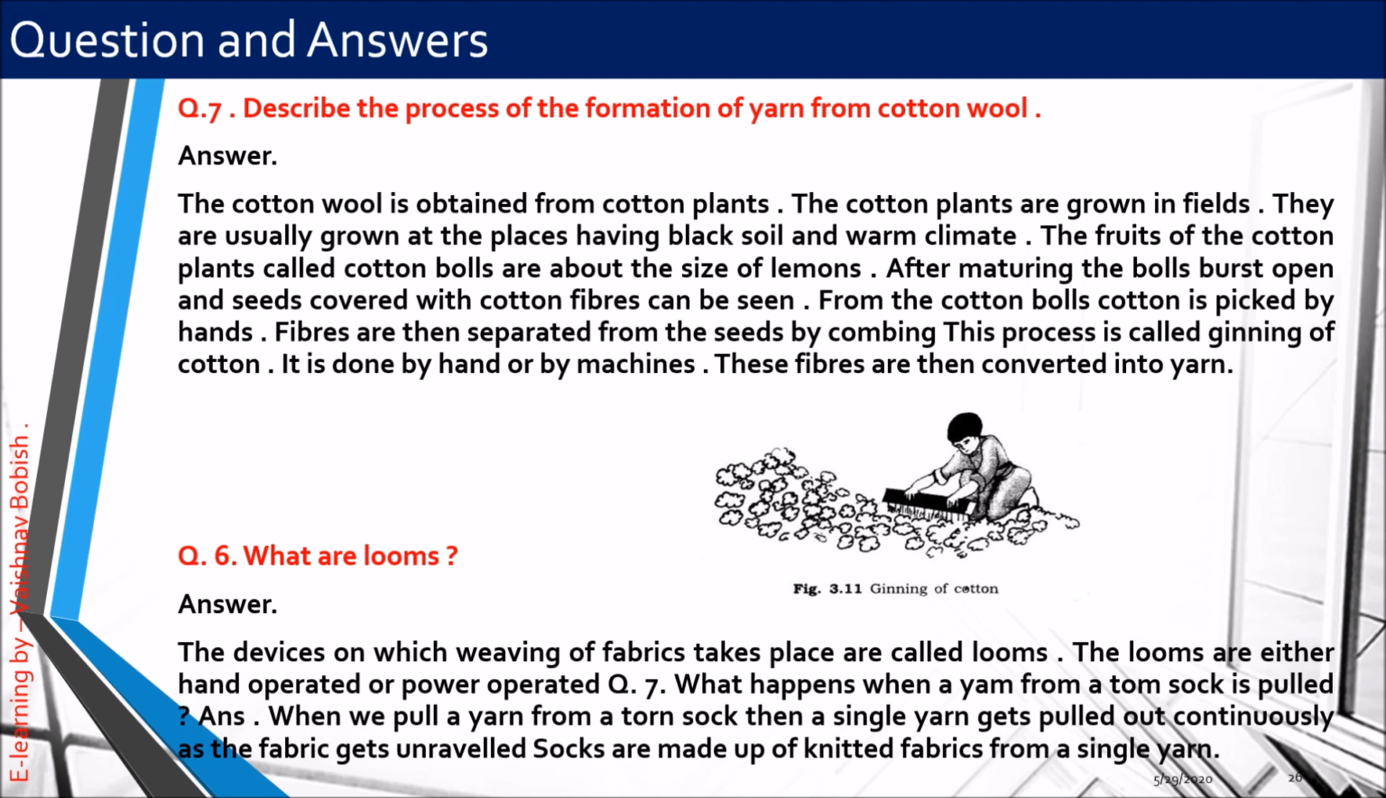What are looms? Answer. The device on which weaving of fabrics takes place is called looms. The looms are either hand operated or power operated. Seventh question. What happens when yarn from a torn sock is pulled? Answer. When we pull a yarn from a torn sock, then a single yarn gets pulled out continuously as the fabric gets unraveled. Socks are made up of knitted fabrics from a single yarn.